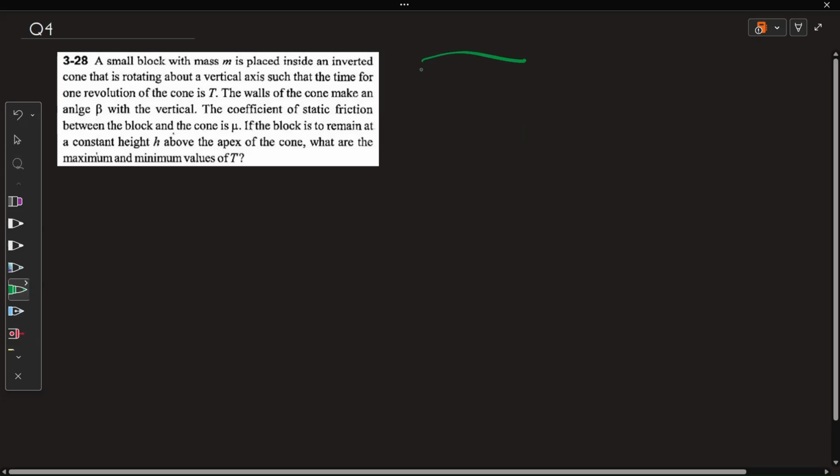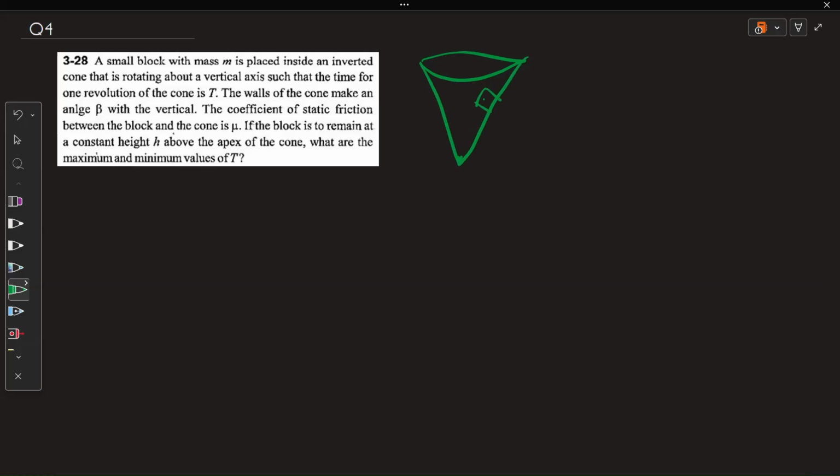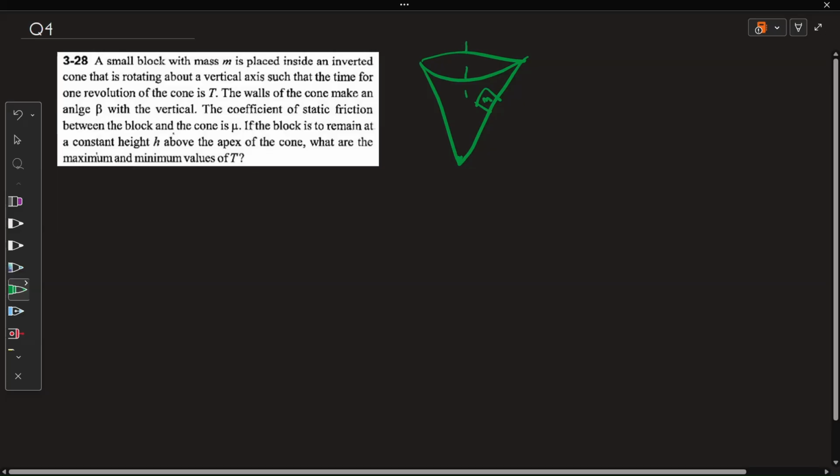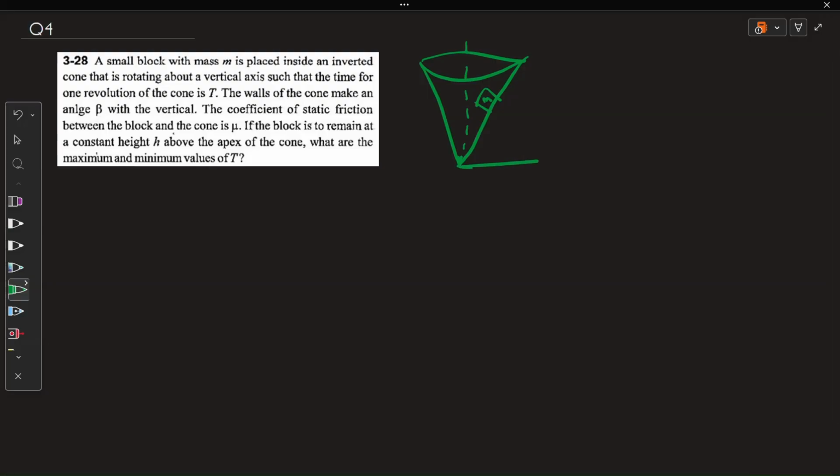Okay, let me draw the situation. Let this be the cone. Okay, and there is a block about here, and this particular cone is rotating about a vertical axis. Okay, this is 90 degrees, and this is beta. So this is 90 degrees minus beta. Now what happens is this is revolving in this direction. Let's take.